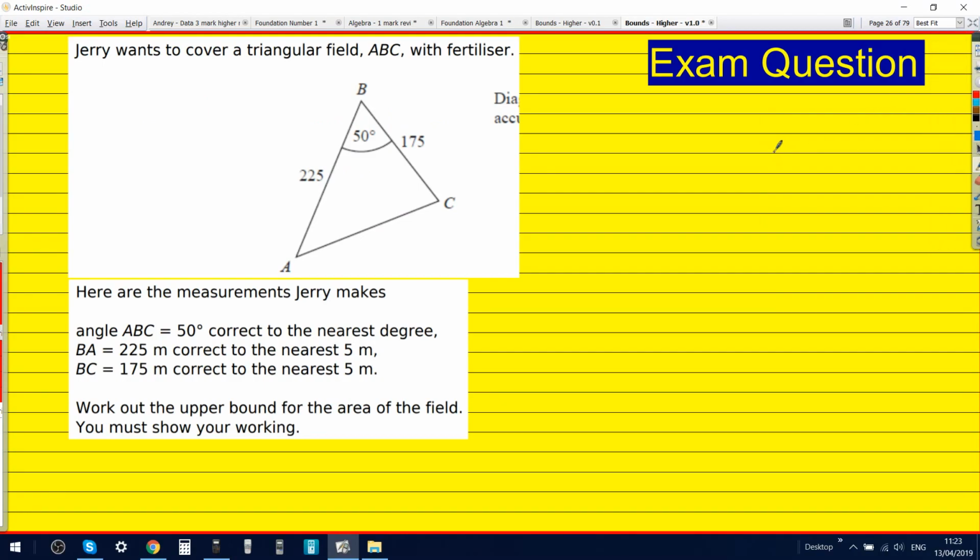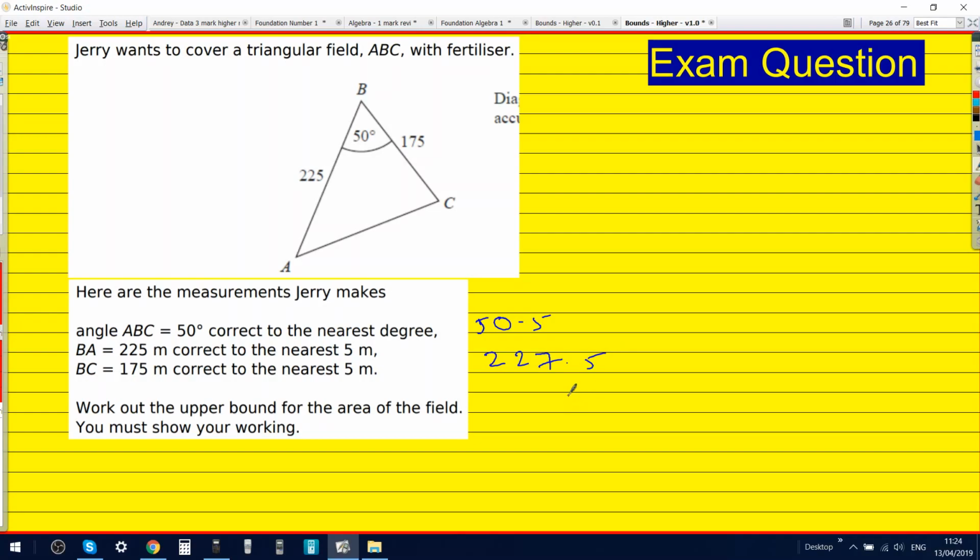How about this? Upper bound. Right. So 50.5. 220. Yeah. 22.5. What are we finding? The upper bound, aren't we? Oh, the upper, right, yeah, so 227.5. Great.